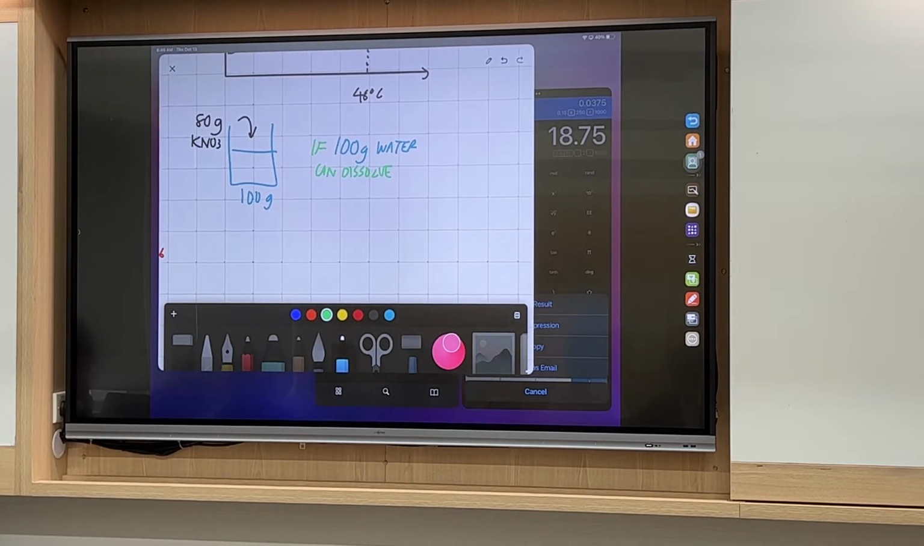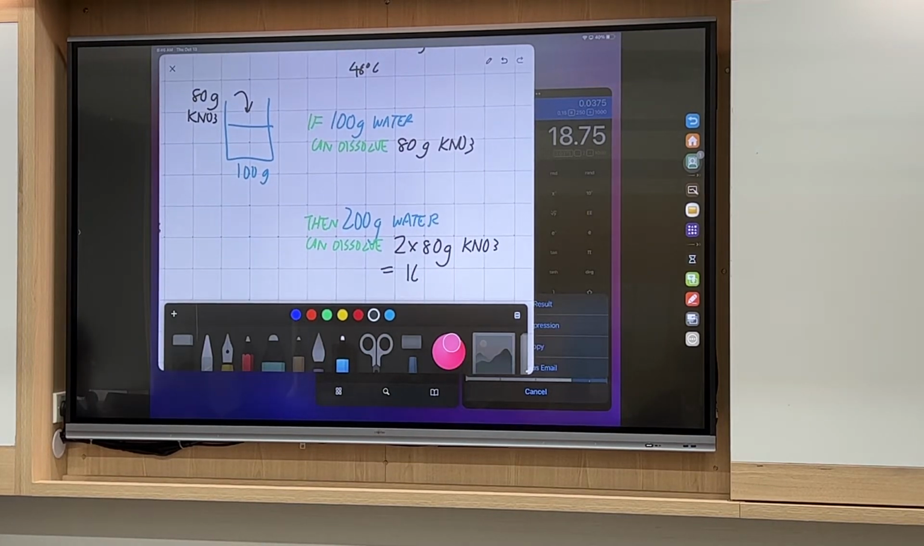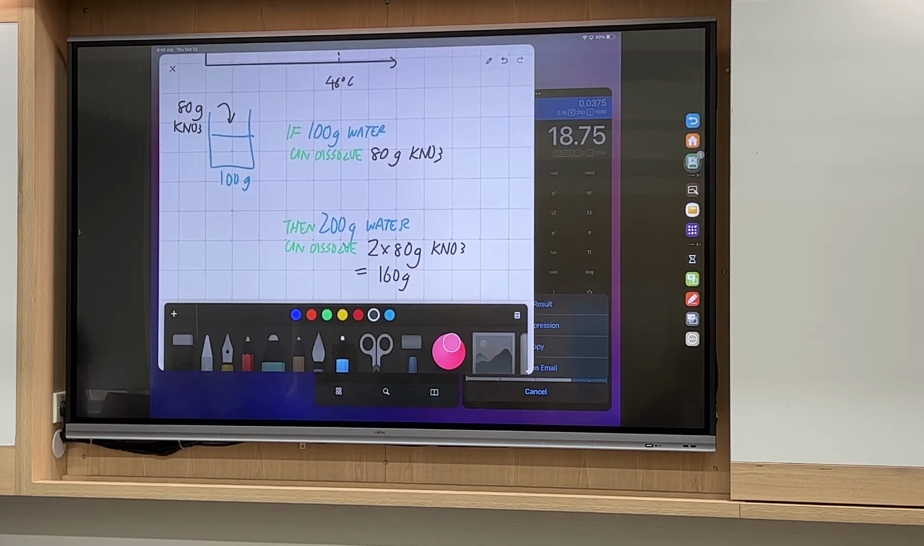Okay, if you don't see that, write this down. If 100 gram of water can dissolve 80 gram of KNO3, then 200 gram of water will be able to dissolve twice as much, which is 2 times 80 gram, right? 2 times 80 gram is 160 gram. So can you put this down? Many of you did not get the answer to this, so I wanted to put this down.